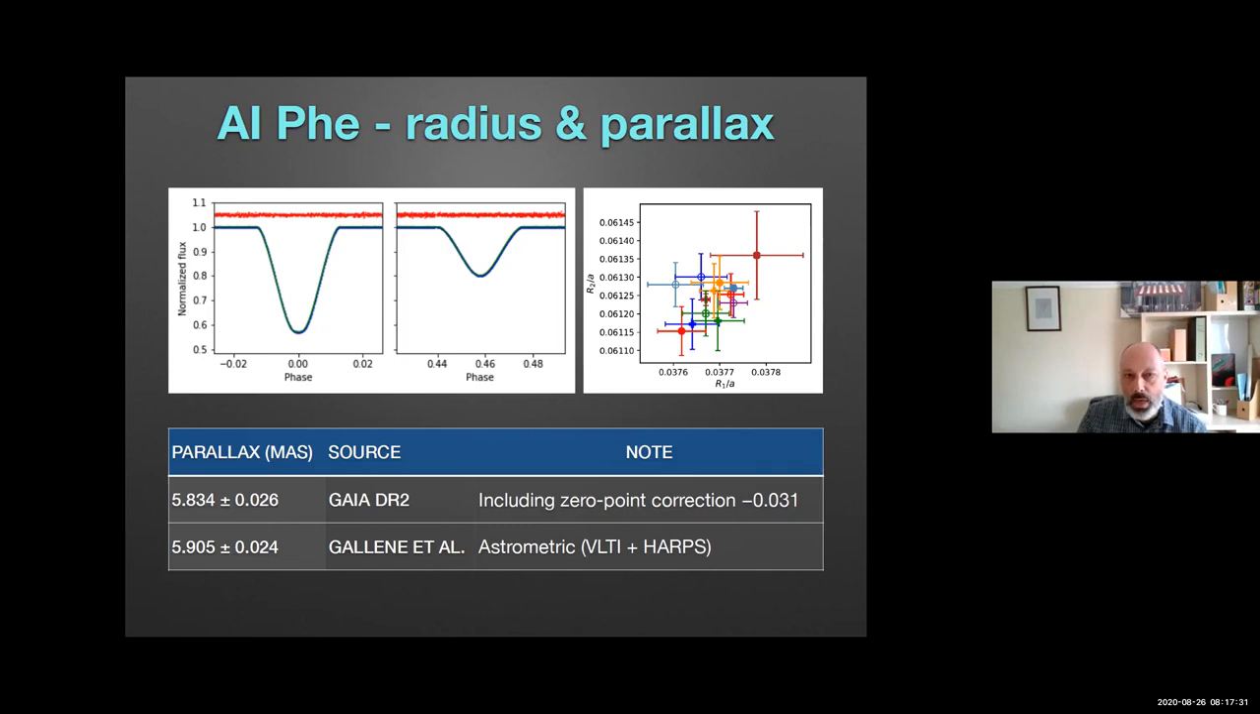There's also a nice thing with AI Phi, this being a relatively nearby eclipsing binary, we actually have a parallax measurement for this star directly from it being resolved on the sky. So we have an astrometric parallax for this as well, which agrees very well with the Gaia DR2 parallax corrected for its zero-point error. So that's all looking pretty good in terms of R1 over A, R2 over A and parallax.